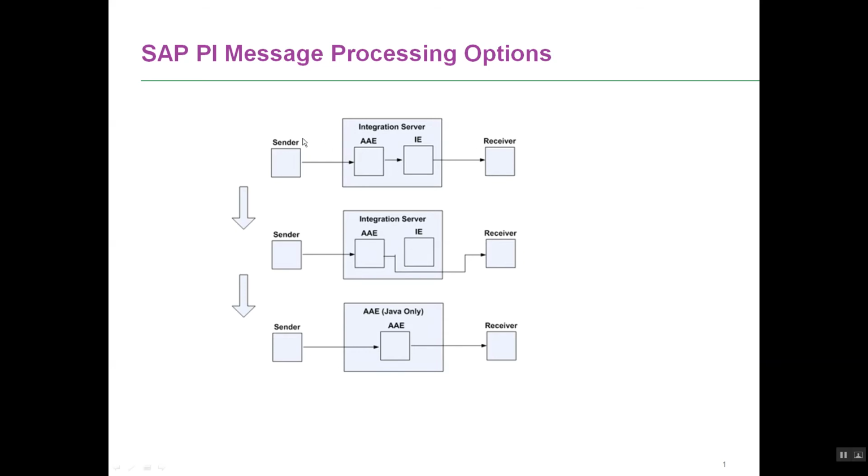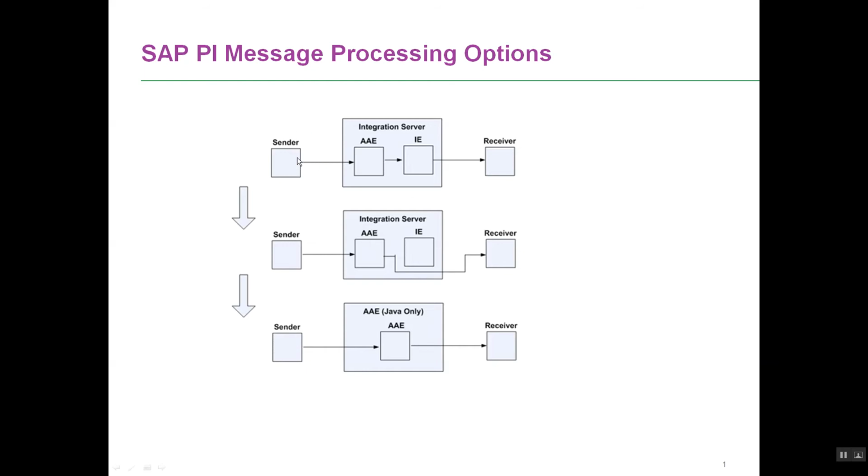What you see here on the slide, the first picture, is a sender adapter and a receiver adapter. At the central component, you have the integration server, which in turn contains the advanced adapter engine, or the adapter engine, and the integration engine. So far, in all the four exercises that we've looked at, a file-to-file scenario, our file to IDOC scenario, our SOAP to RFC scenario, and our HTTP to SOAP scenario, all the interfaces were processed, the messages were processed through this route.